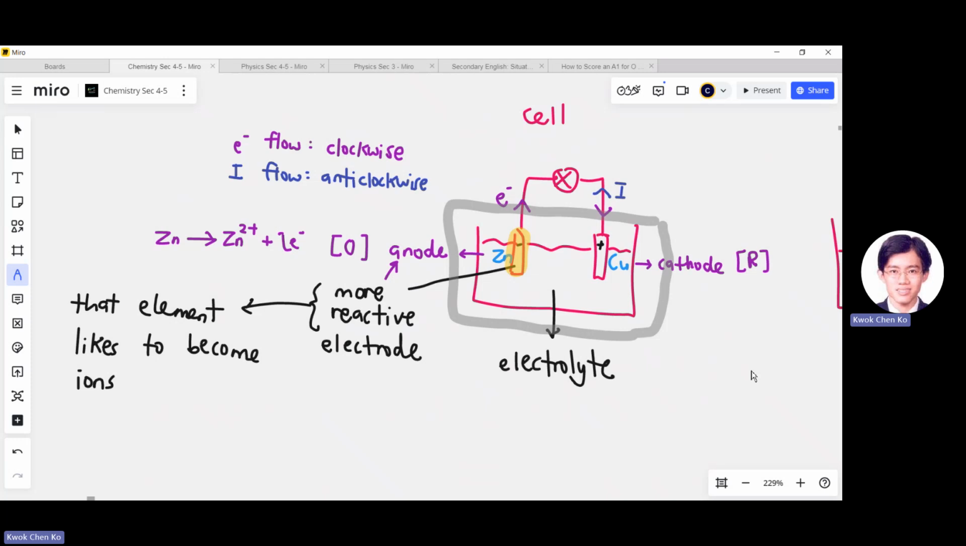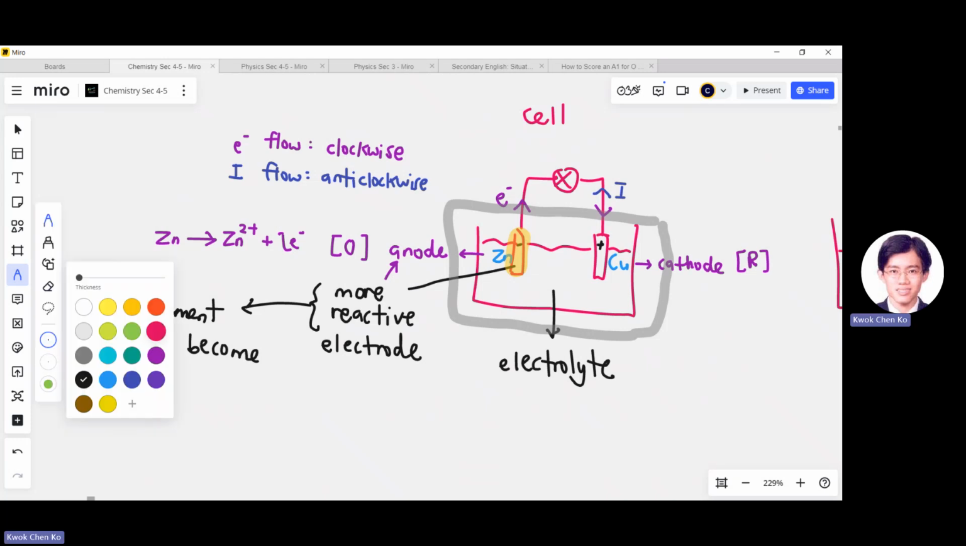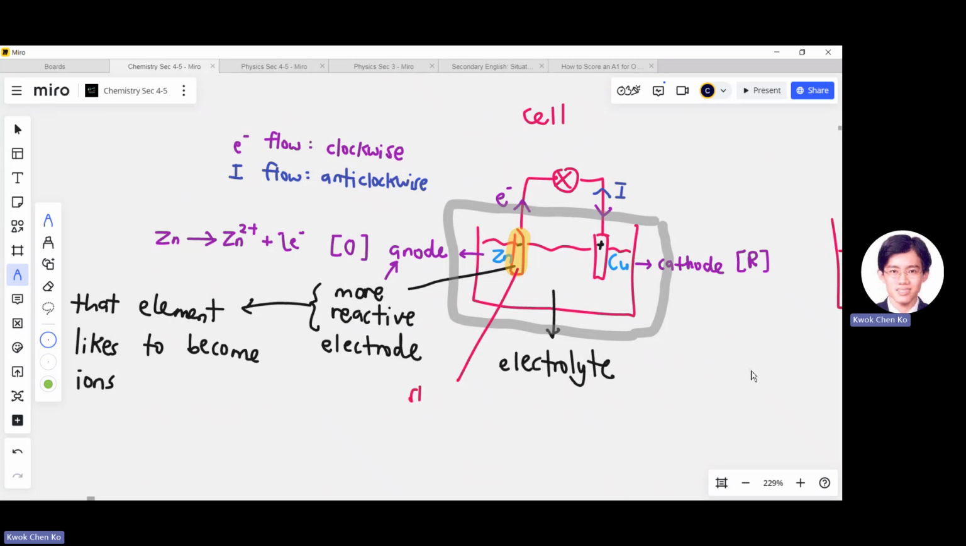The zinc will slowly diminish in size. Or I can put it another way, it will slowly dissolve into the electrolyte. Of course, it's going to become smaller and smaller. And ultimately, when there's no more zinc, the whole cell doesn't work. As for the reason, this is the reason. Your zinc is dissolving into zinc 2 plus.